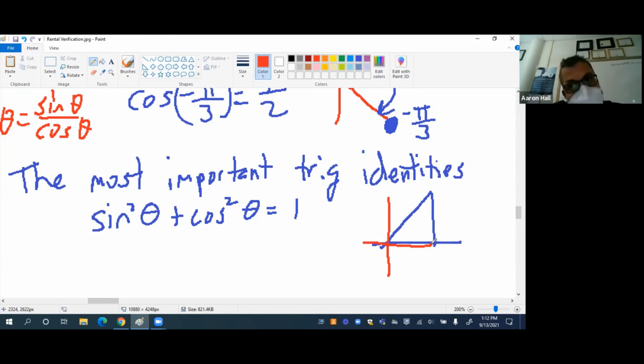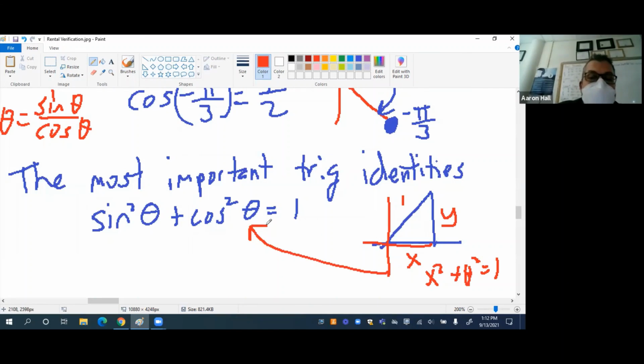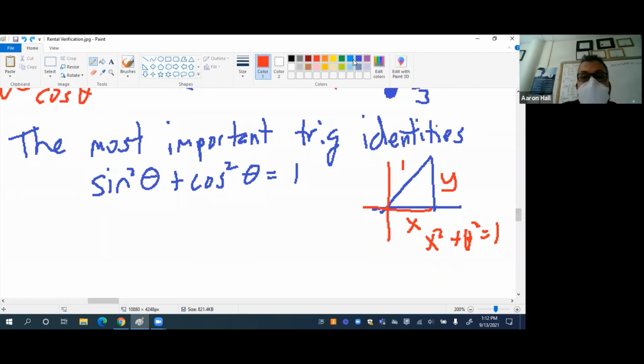If x is your cosine and y is your sine, this is your x and your y, then this is my unit circle, and I have x squared plus y squared equals 1. If x is your cosine and y is your sine, then don't you get this? This is called the Pythagorean identity. You will see this on the AP test. Expect to see that on the AP test. This is something you have to have memorized.